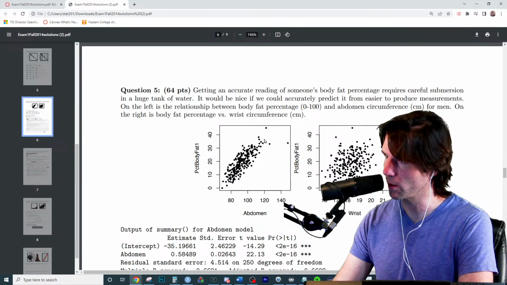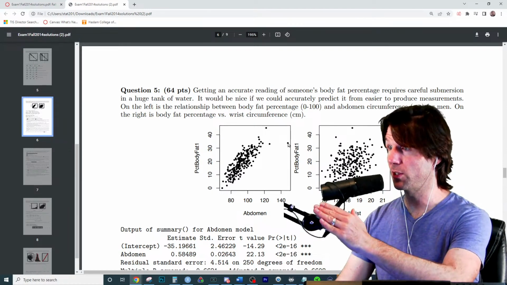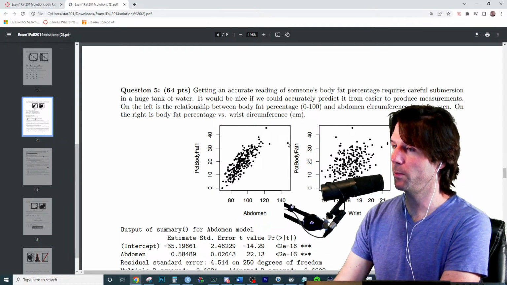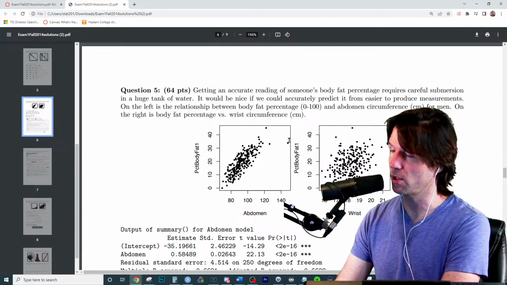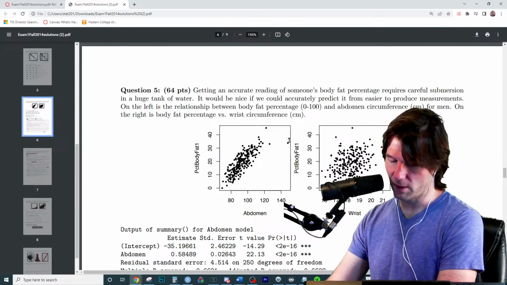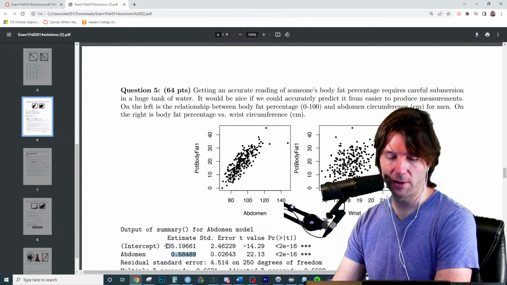Does that make sense? If a model were to go through this data, it would probably go through there. And this person looks to have a very low residual. Their actual body fat is a lot lower than we would have expected, and they actually have the largest abdomen. So pretty interesting right there. We have the coefficient of the slope for the abdomen model. We also have the intercept.